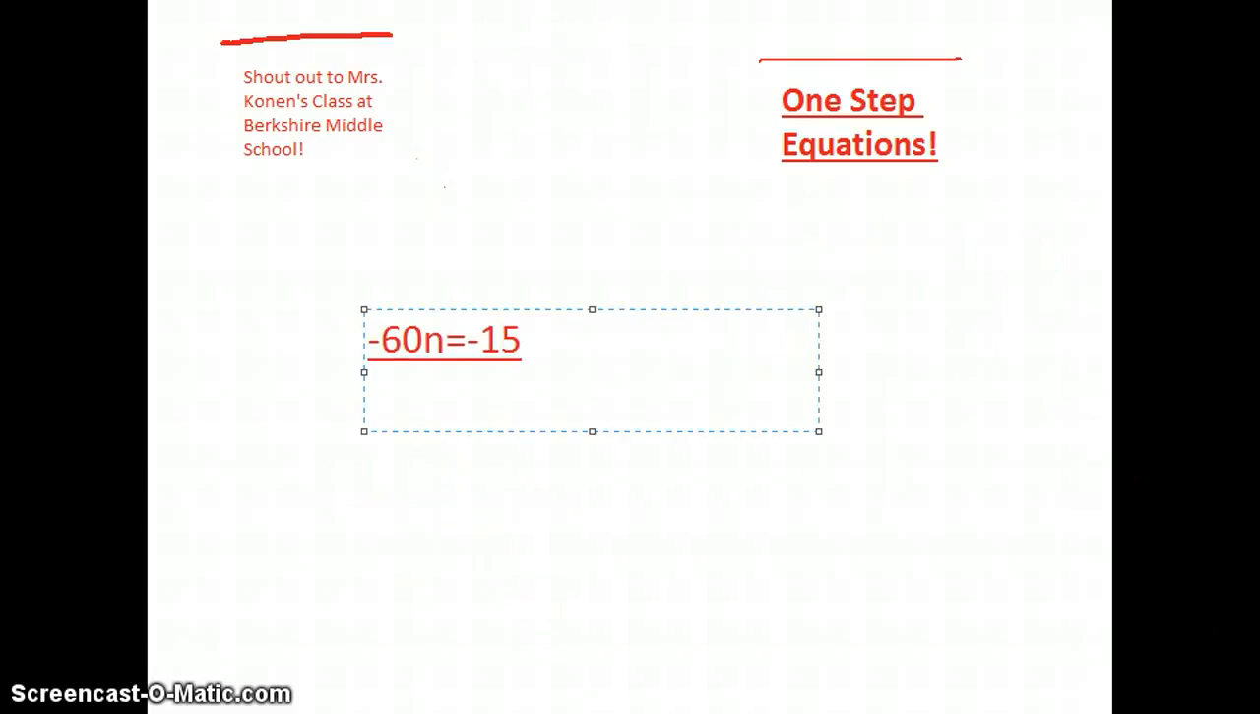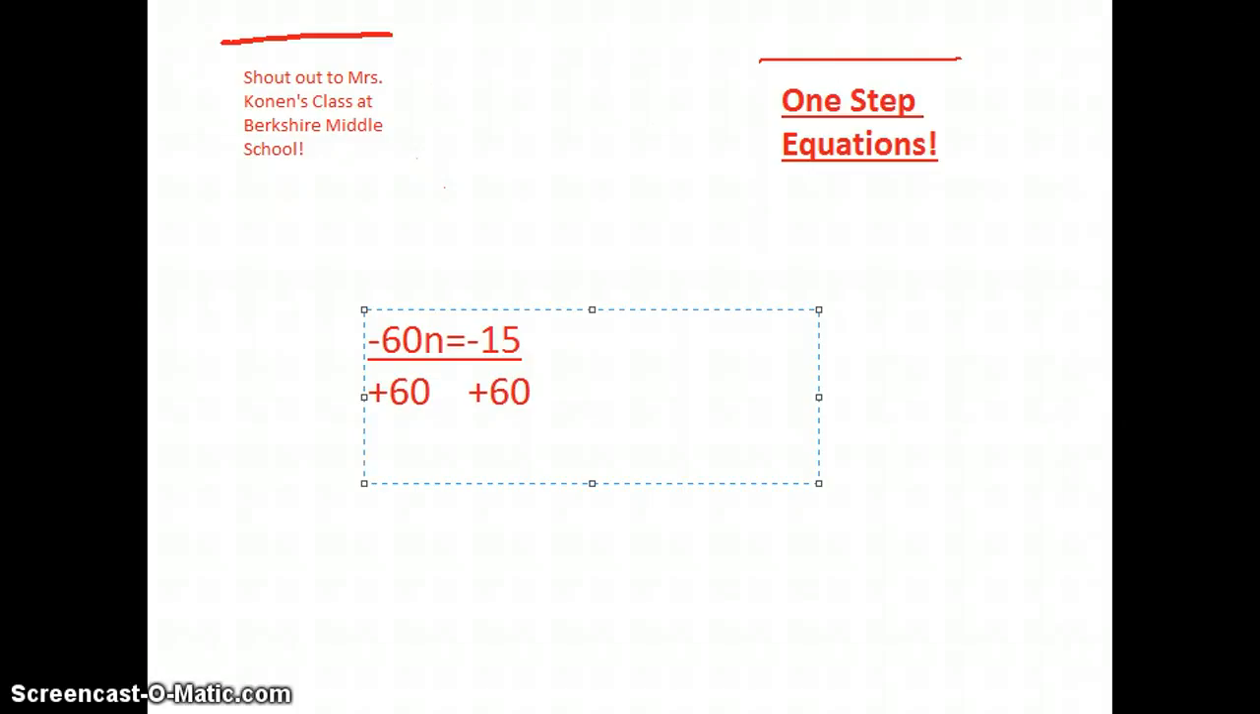Now let's get a new one out. This one, multiplying and dividing, works exactly the same. So in this problem, we have negative 60n equals negative 15. Same thing. Instead of additive inverse or subtractive inverse, you would do a multiplication inverse. So it will be divided by positive 60, and that means you would also divide this by positive 60. Pretty simple.